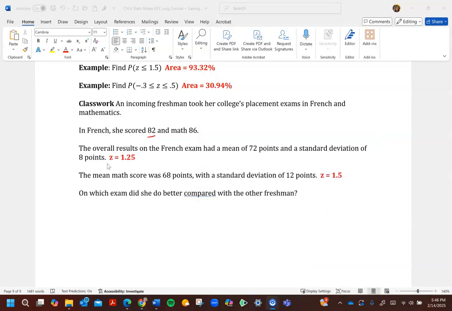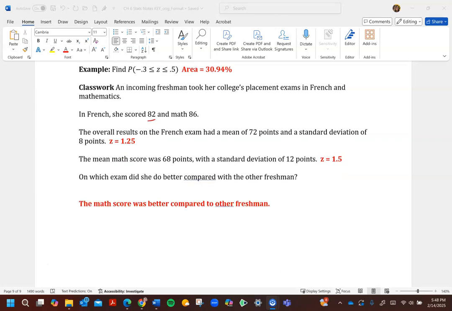Okay, so the Z for the French exam was 1.25, and the Z score for the math test was 1.5. So the math was relatively better compared to other people. You can simply write a sentence here: the math score was better compared to the other freshmen.